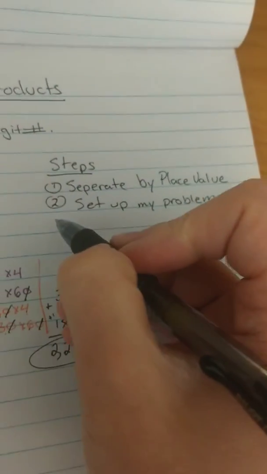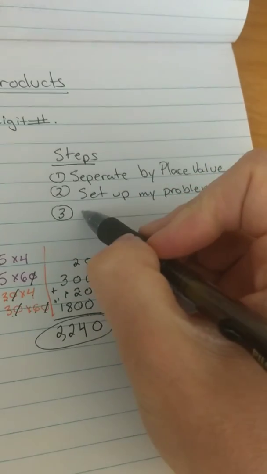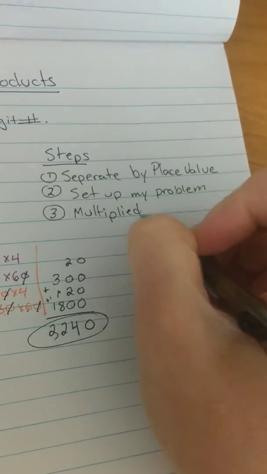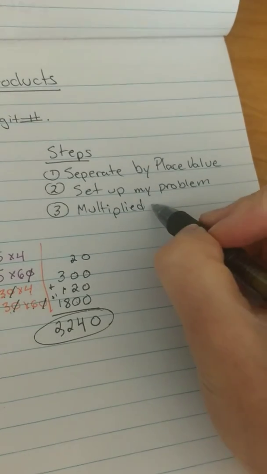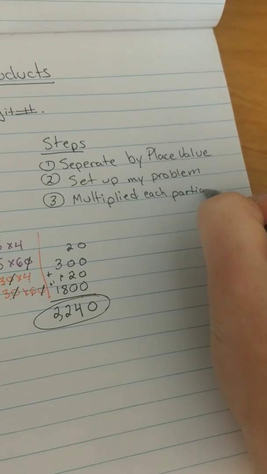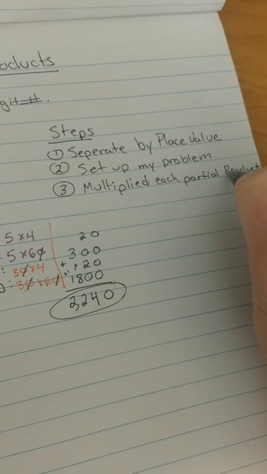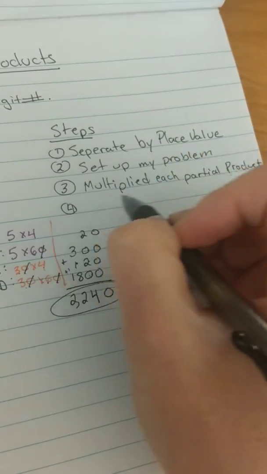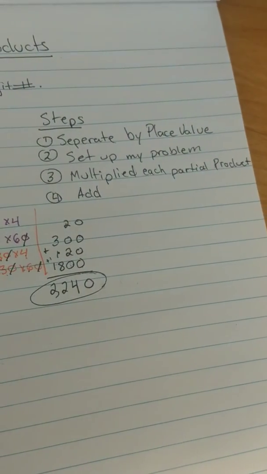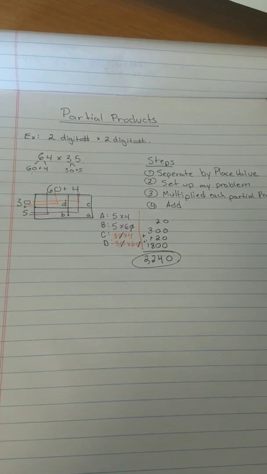If I go back to my steps up here, what we just talked about was I set up my problem, I multiplied each partial product, I then added them together. And all of that would give you a partial product.